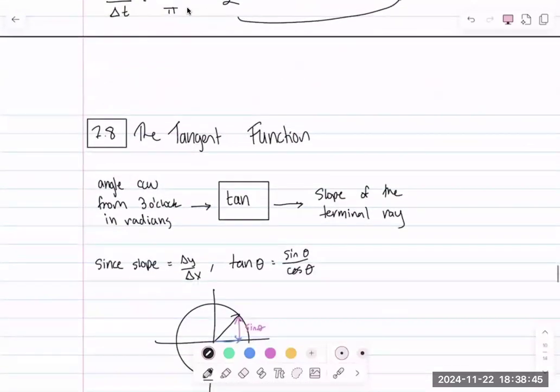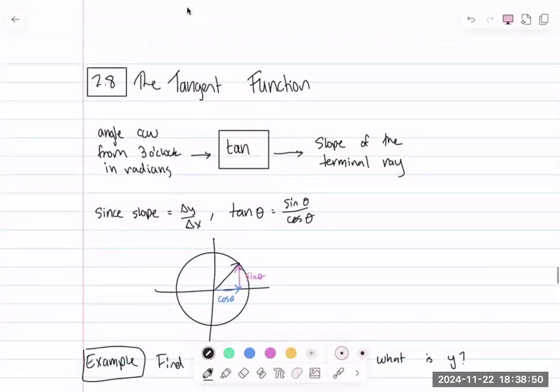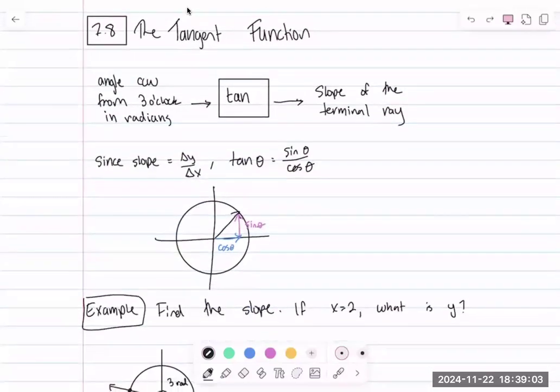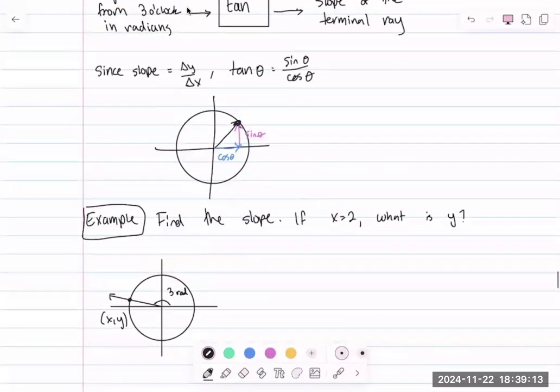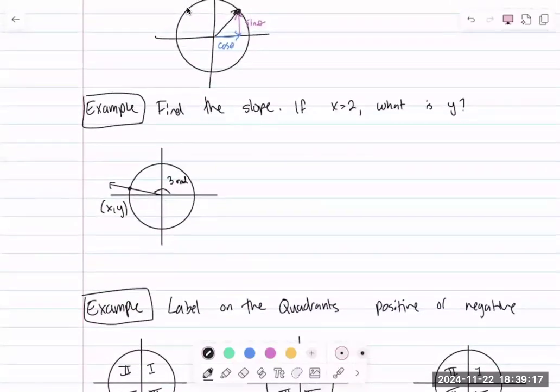Awesome. So finally moving on, or not finally, almost finally, moving on to the tangent function. So just like sine and cosine, tangent is going to take an angle counterclockwise from 3 o'clock in radians, okay? What it is going to output us is the slope of that terminal ray. Since slope is just given by the change in y over change in x, I know that tangent of theta is sine of theta divided by cosine of theta. Okay. An example: find the slope. If x equals 2, what is y?